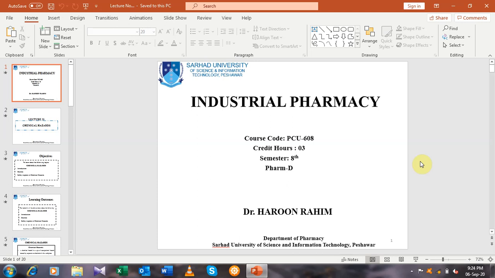Recalling from the previous section, we studied the different types of safeguards used in the pharmaceutical industry in order to provide protection and safety from the mechanical hazard, and what the different types of mechanical hazard are which occur in the pharmaceutical industry, leading to injury of the personnel. For this purpose, the safeguards and the different types of safeguards we have discussed in detail in the previous lecture.